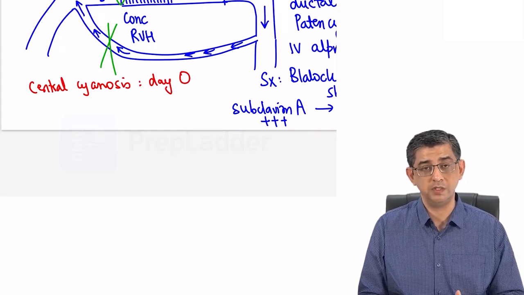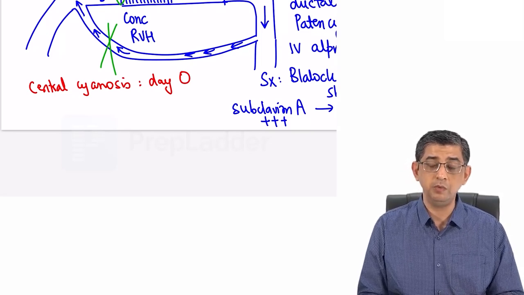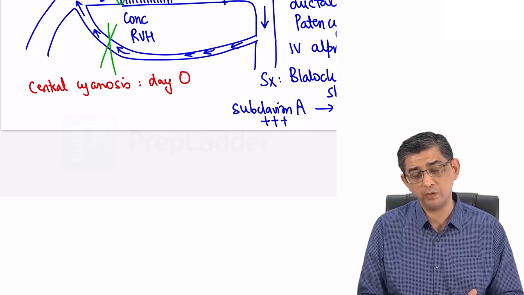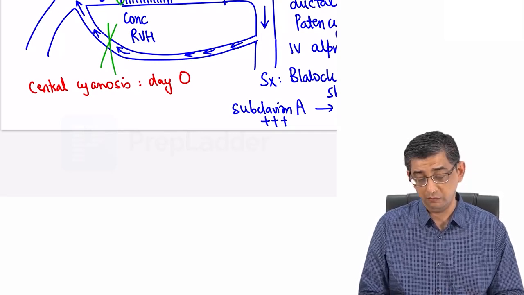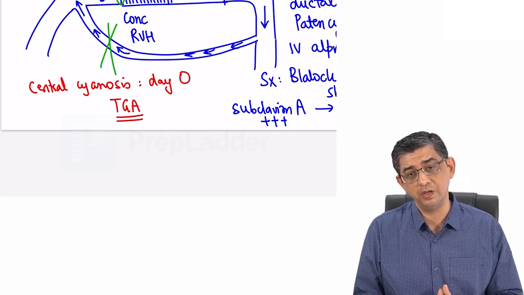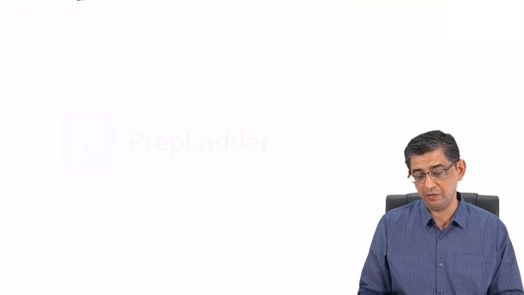If it is not birth asphyxia, and birth asphyxia can also contribute to central cyanosis. The child was born, maybe he cried, he turned pink, or maybe even if not properly pink, he was having acrocyanosis, but that acrocyanosis never went away. In those circumstances, central cyanosis on day 0 can be due to a congenital heart disease that will be drawn subsequently, that is transposition of great arteries. So do take a note of that and do remember that information.